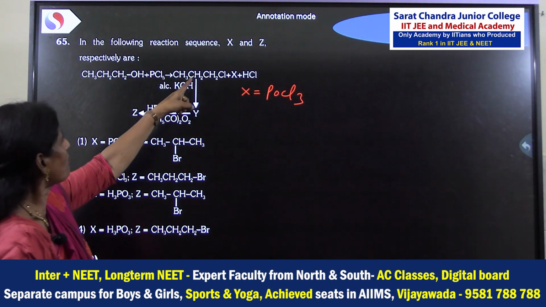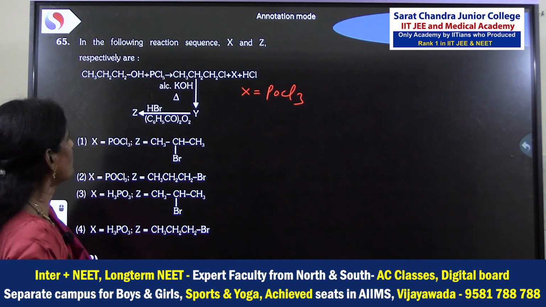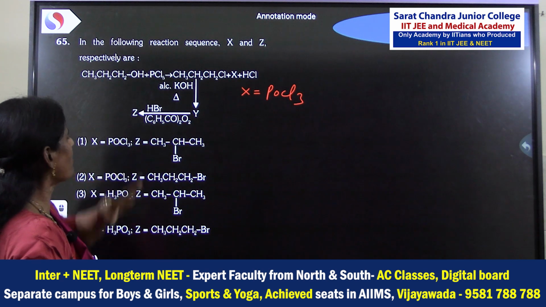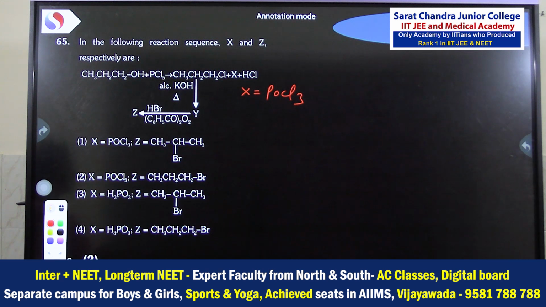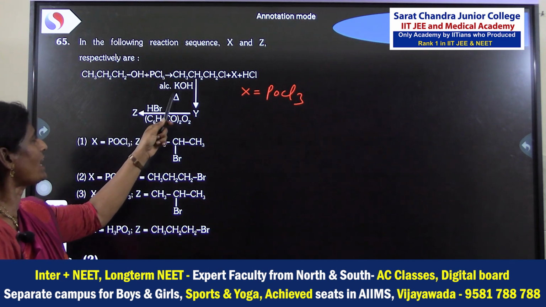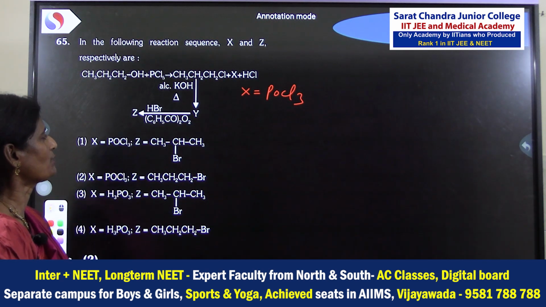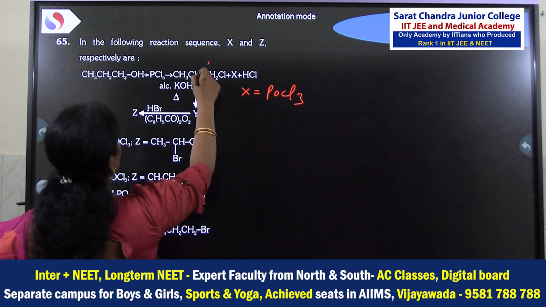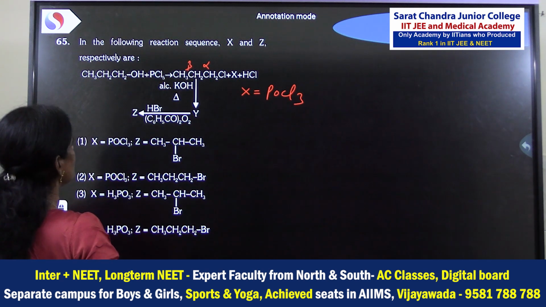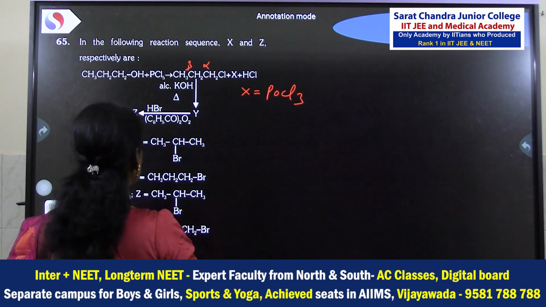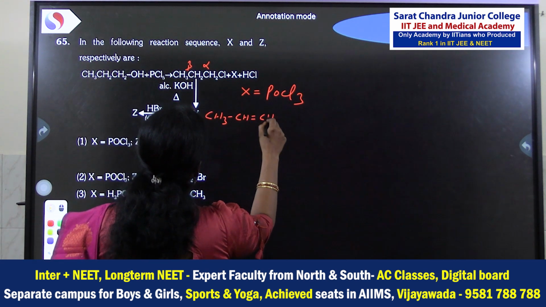And this compound, chloropropane, with alcoholic KOH and heat gives Y. So what is the purpose of alcoholic KOH? This alcoholic KOH acts as a dehydrohalogenating agent. Dehydrohalogenation takes place. So from alpha carbon, halogen is eliminated, and from beta carbon hydrogen is eliminated. Then the compound Y is CH3CH=CH2.